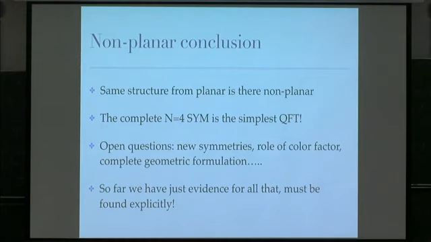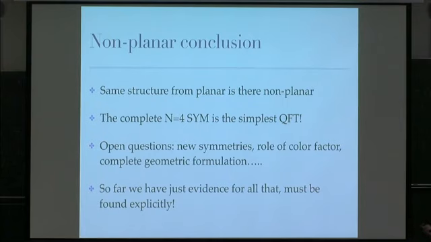Of course, it cannot be formulated in the symmetry language. We don't have momentum twistors or dual conformal symmetry, but the consequences are there. So I would say that N=4, the full theory and not just the planar part, is the simplest QFT. Now the open question is whether you can actually formulate it in terms of symmetries.